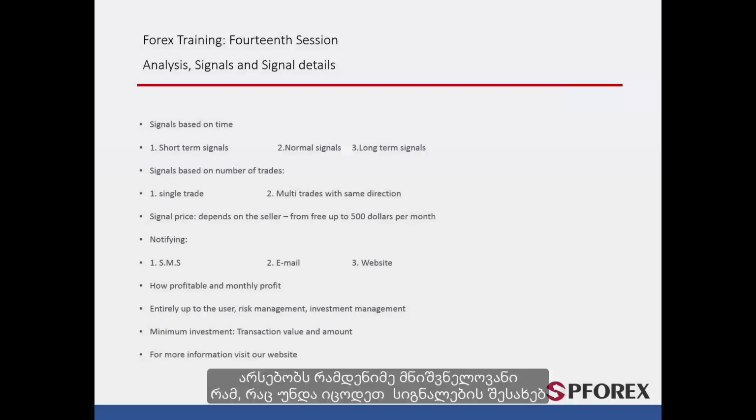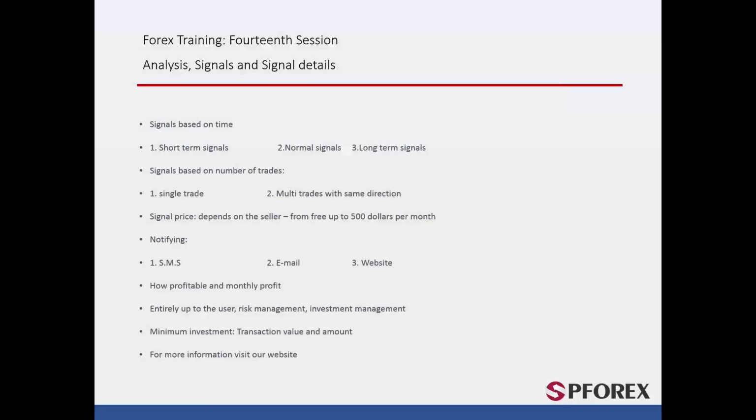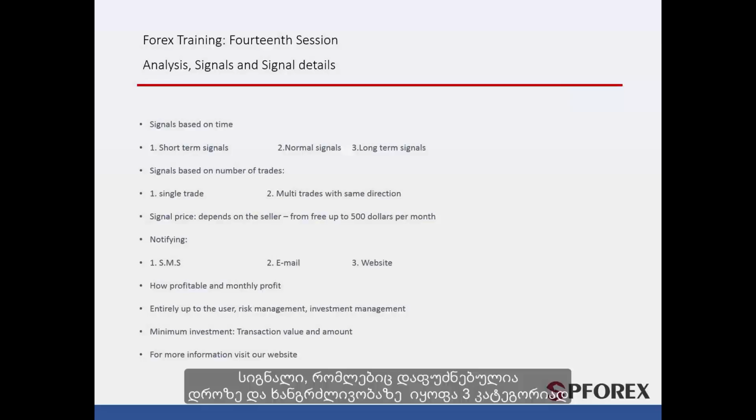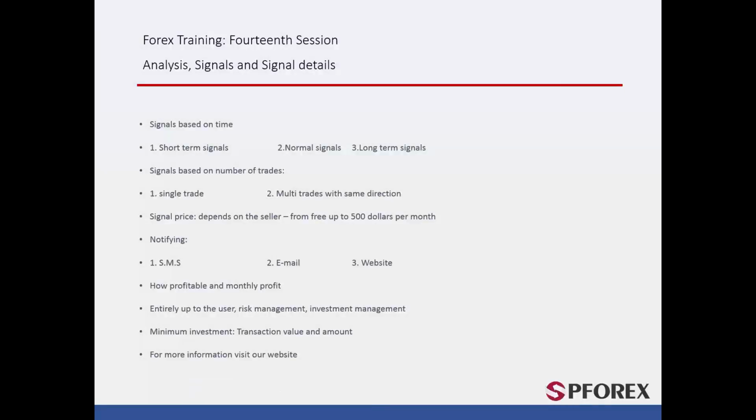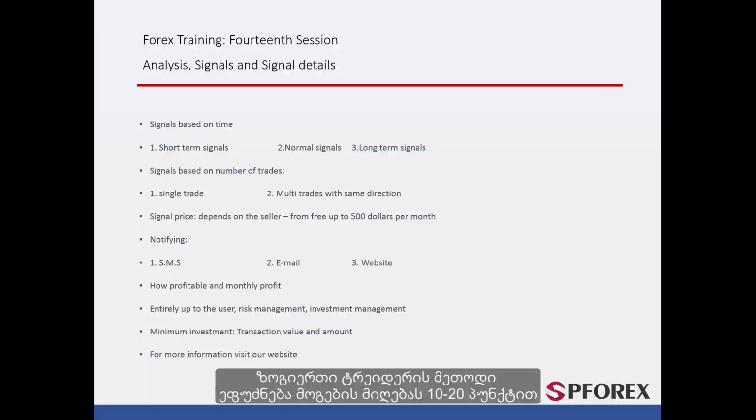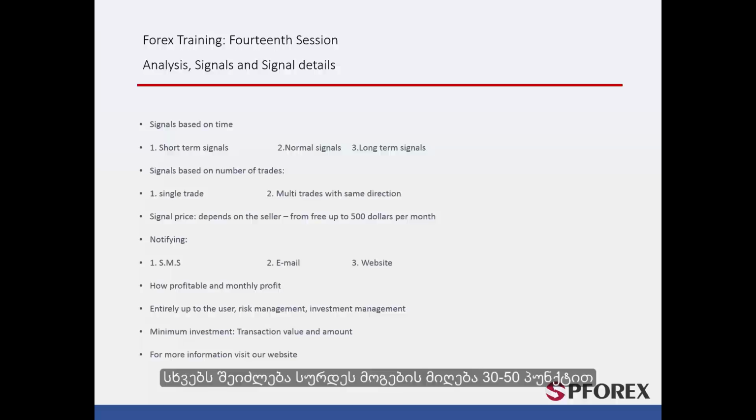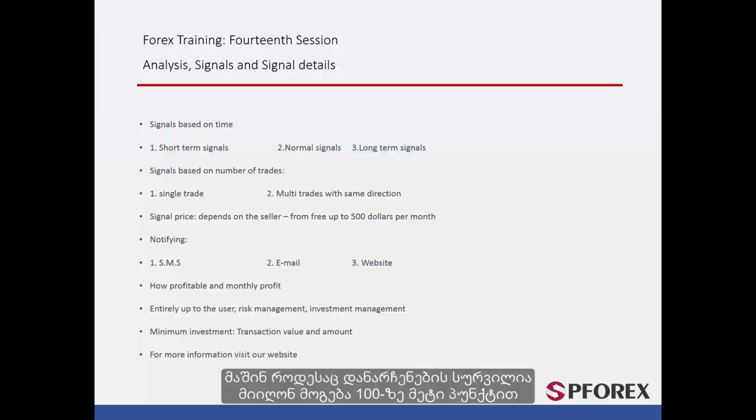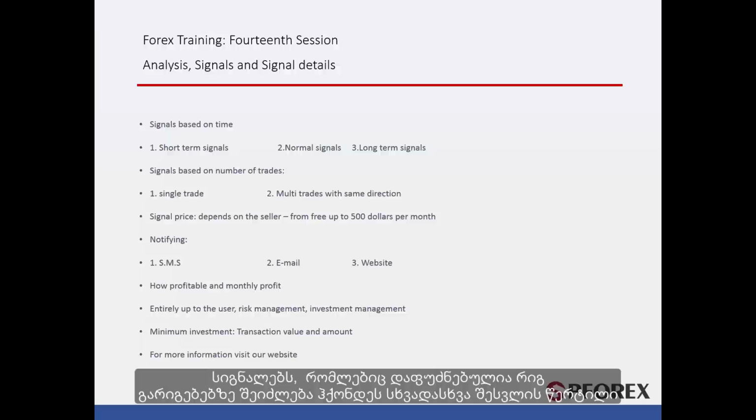There are several vital things you must know about signals. Signals based on time and durations are divided into three categories. Firstly, short-term signals. Secondly, standard or premium term signals. And thirdly, long-term signals. Some traders' methods are based on taking profit from 10 to 20 pips. Others may desire to derive profit from 30 to 50 pips, while the rest may desire to take profit from more than 100 pips.